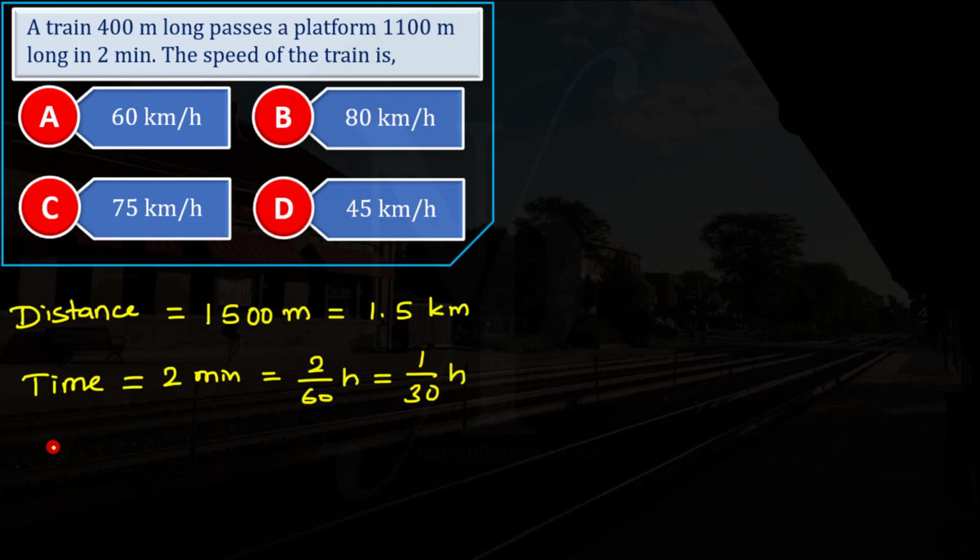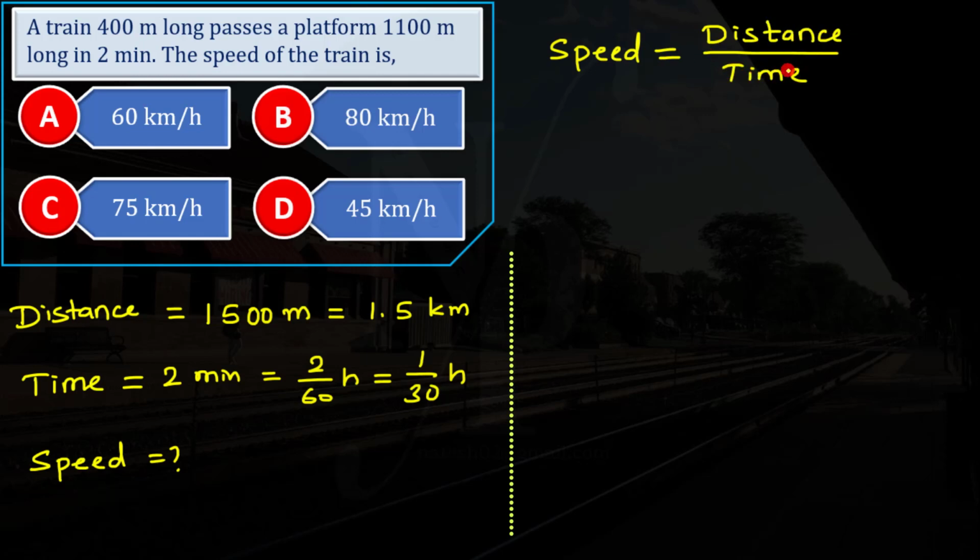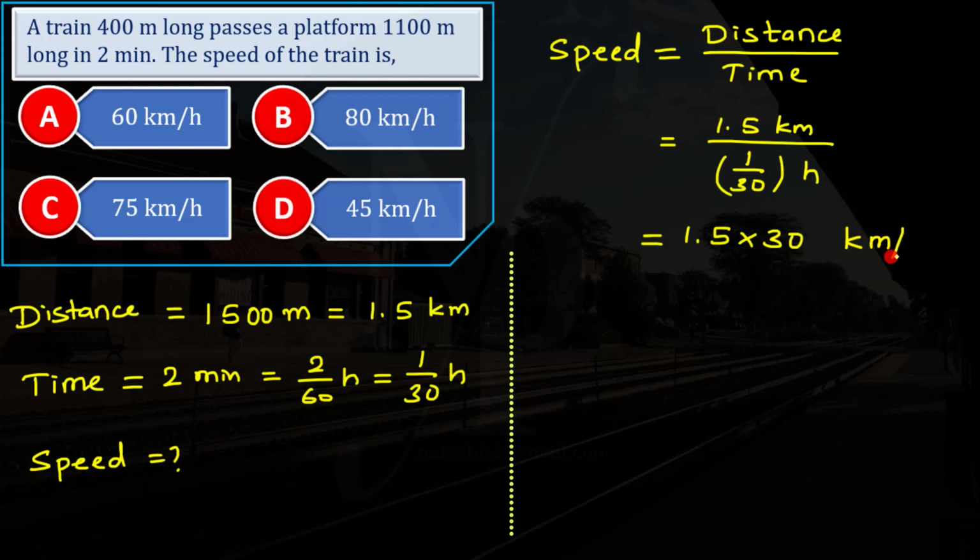We should calculate the speed of the train. Speed should be found. Use the formula. Speed is equal to distance divided by time. Distance is 1.5 kilometers. Time is 1 by 30 hours. Take this 30 to the numerator. It will be 1.5 into 30. Unit is kilometer per hour. Multiplying 1.5 by 10, I get 15, and 15 into 3 is 45. 45 kilometer per hour is the speed of the train, which is in answer option D, and that is the correct answer for this question.